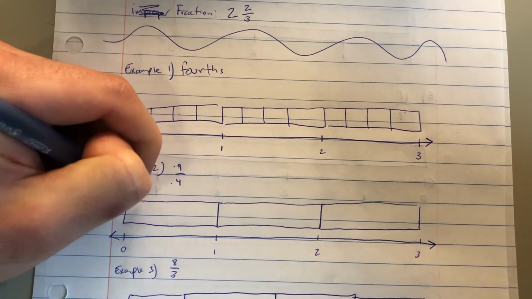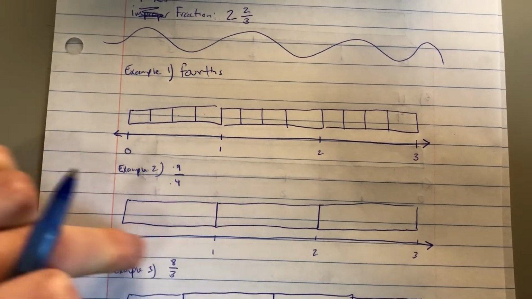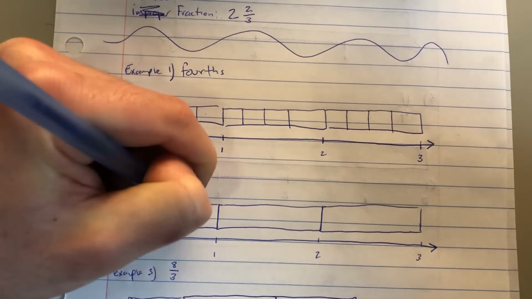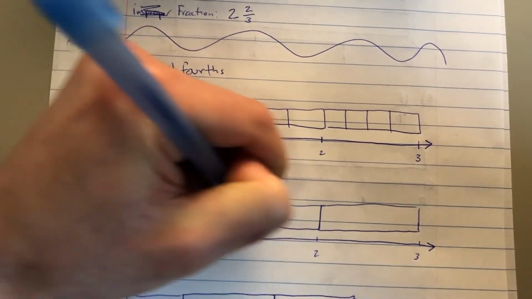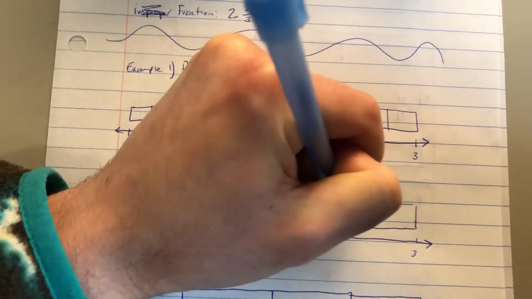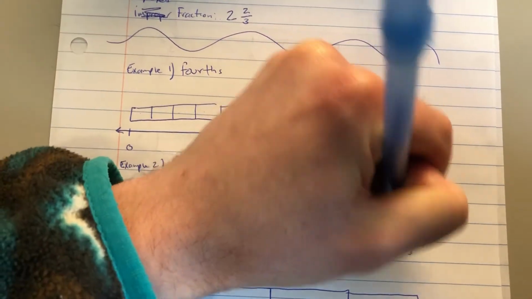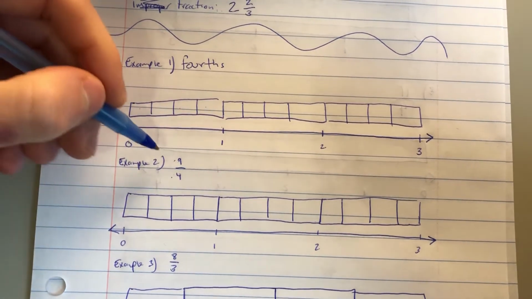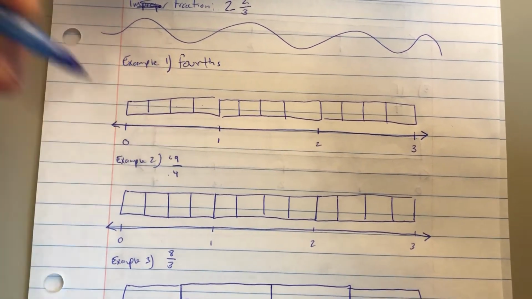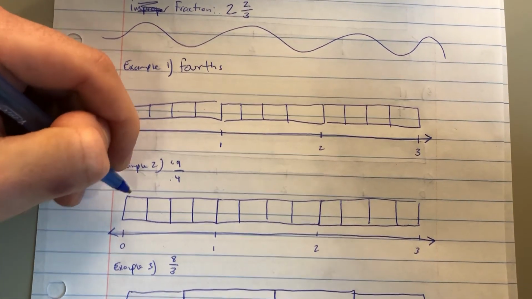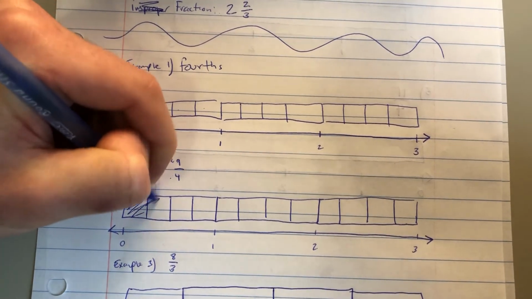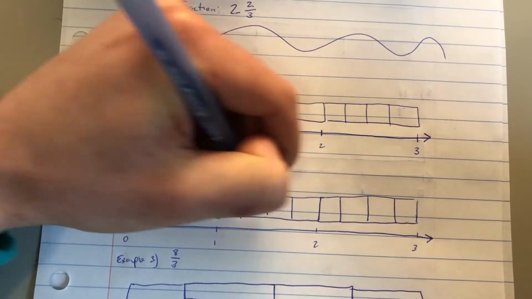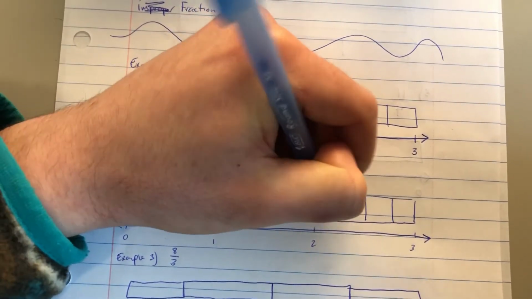I'm going to create each one whole into fourths by creating 3 lines. 1, 2, 3. 1, 2, 3. 1, 2, 3. I've now created all of my fractions into fourths. And now I'm just going to shade in the number of fourths I have in my numerator. So I'm going to shade in 9 boxes. 1, 2, 3, 4, 5, 6, 7, 8, 9.